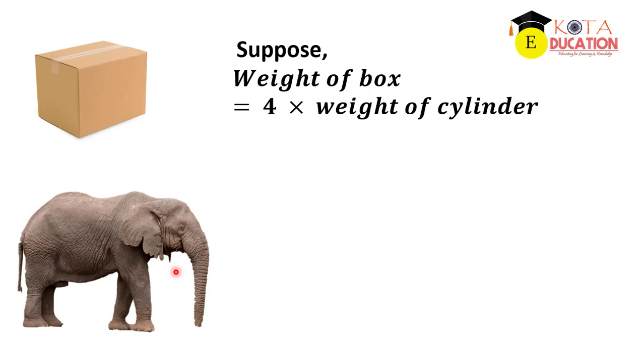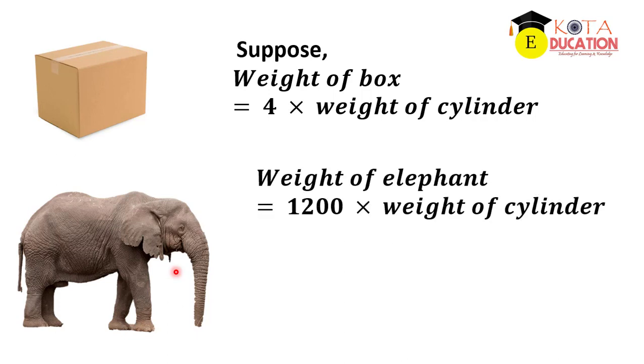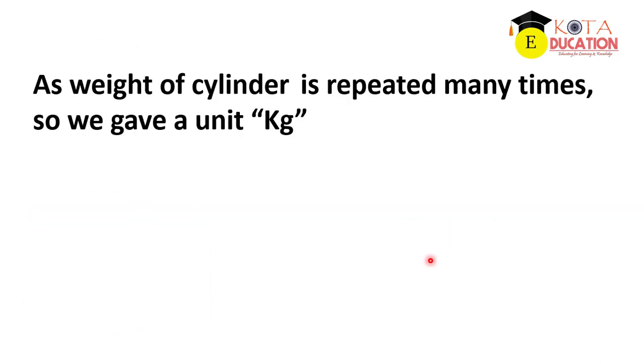So the weight of the elephant was found to be 1200 times the weight of the cylinder. Now observe one thing carefully. The weight of the cylinder is coming here, and the weight of the cylinder is also coming here. Now that these units are coming repeatedly, and we know we are actually jugadu people, in short, we want some shortcuts. So what we do, as we know the weight of the cylinder is repeated many times.